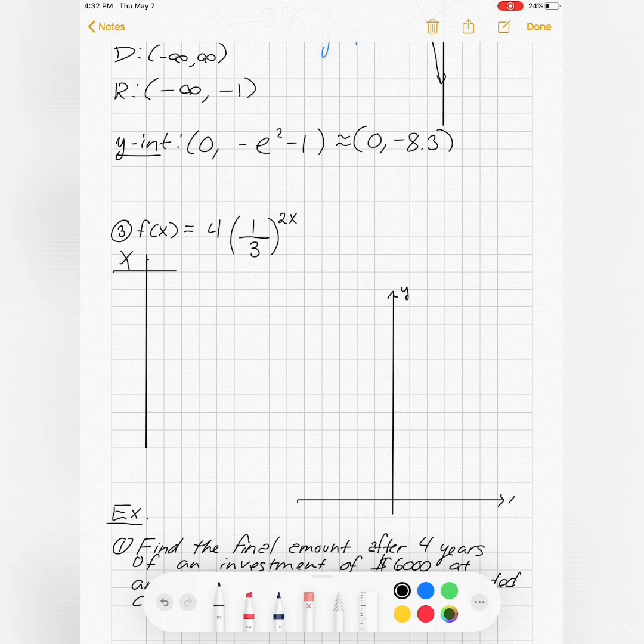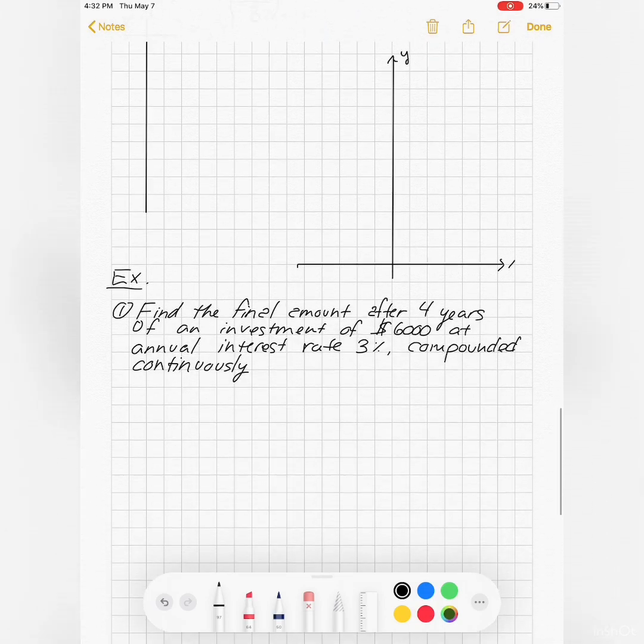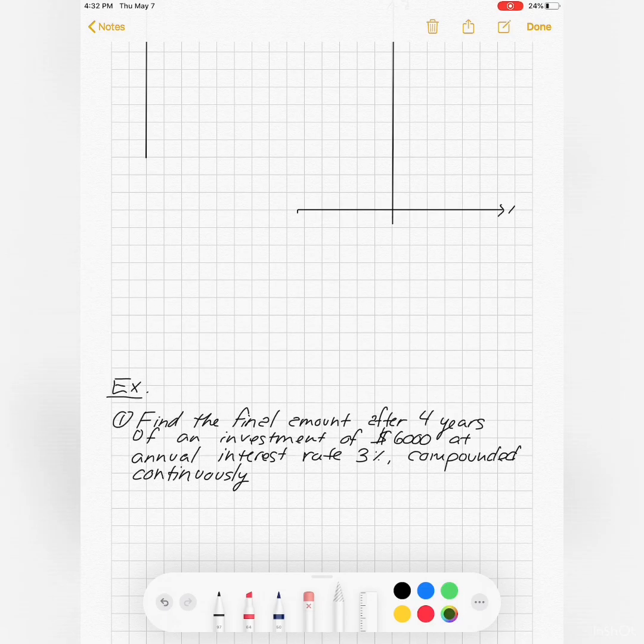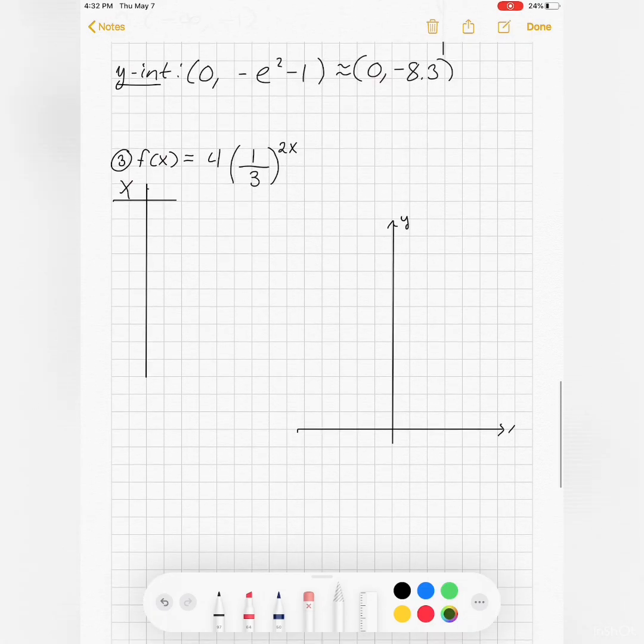Okay, let's try one of these with a fractional base. And I need more room. I'll go ahead and move this down. Okay, so let's think about this guy for a second. So the base graph would be a third to the x, like that.